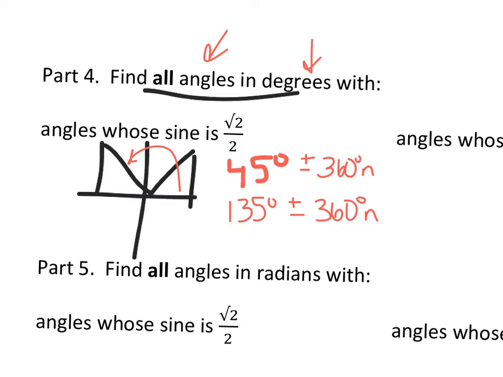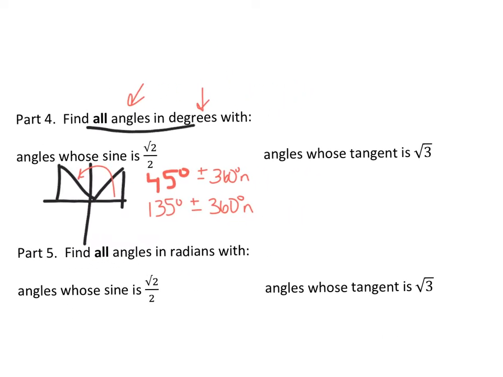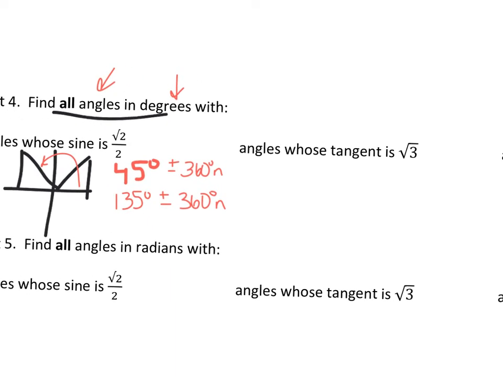So all angles would mean, all right, we're going to get this one, then we're going to go around again 360 and get the next one. We're going to go again 360 and get the next one. You're going to keep going. Same with the 135. Find all angles whose tangent is root 3.